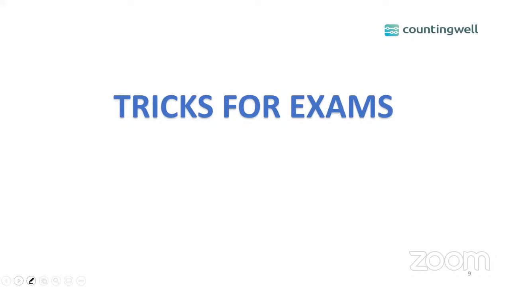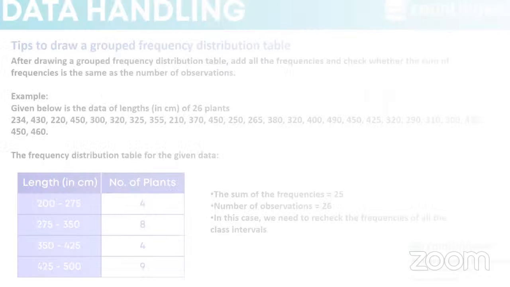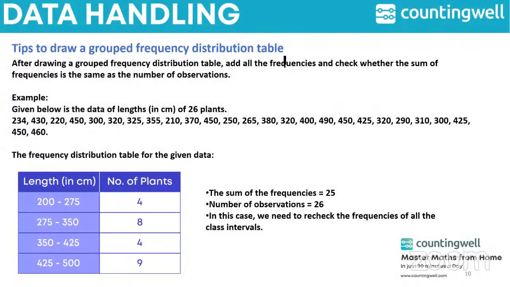Let us see some tricks for the exam. This is the trick to draw a grouped frequency distribution table. So after drawing the table, you have to add all the frequencies and check whether the sum of the frequencies is the same as the number of observations.